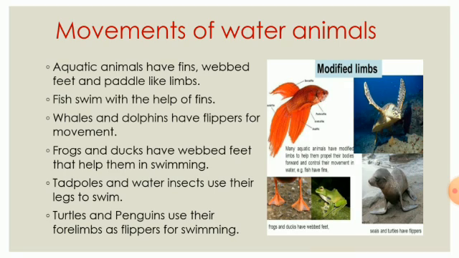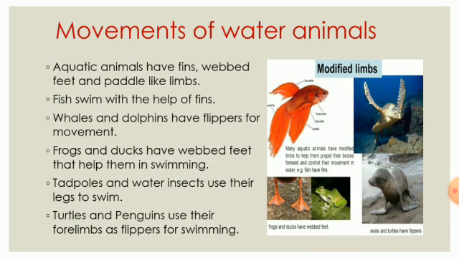Now we are going to see about the movements of water animals. Aquatic animals have fins, webbed feet and paddle-like limbs. So they need different types of organs to move in the habitats in which they live. When we see fishes, fishes swim through fins. We have seen fishes in aquariums or seas or rivers. Fishes are very common, right? So they swim with the help of their fins.